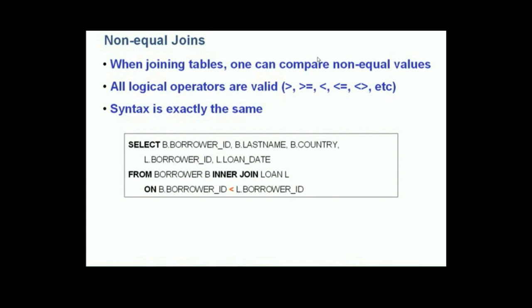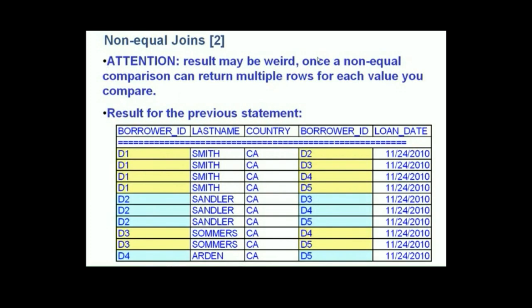You can use other logical operators such as greater than or equal to, less than or equal to, different than, and so on. Syntax is exactly the same we have before. But beware, the resulting datasets from non-equal joins are very weird. For instance, pick a record from one table and compare a given key using the less than operator. Then you might possibly find several records in the other table which satisfy this criteria for only one single key value. Let's take a look at this.